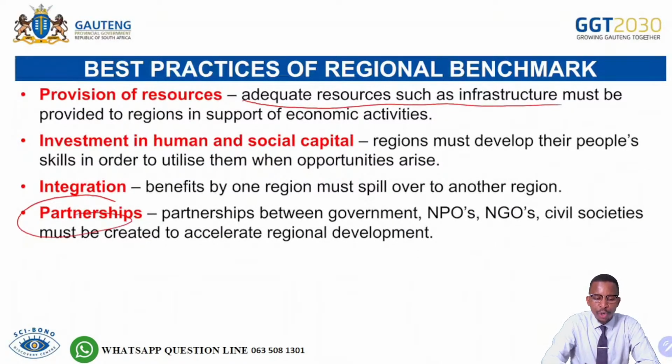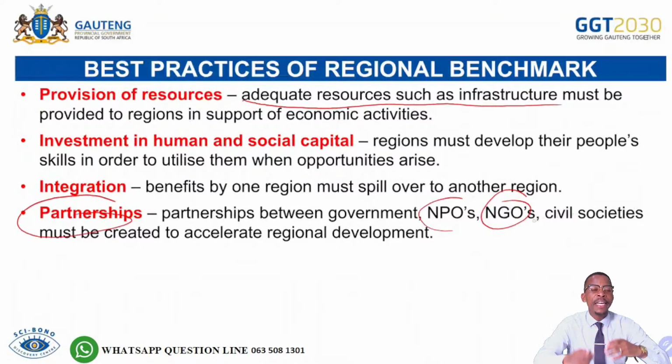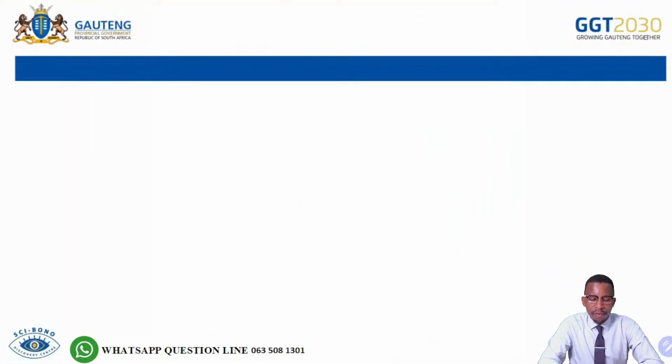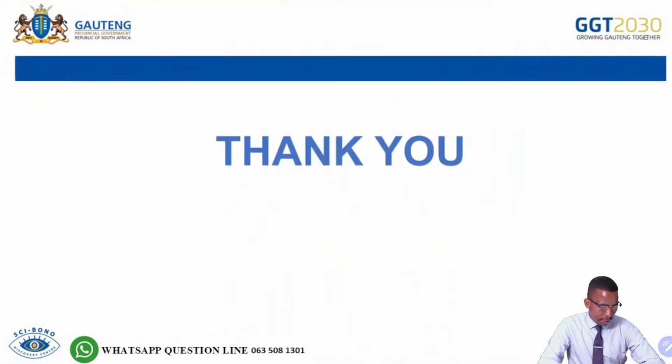Partnerships. In this situation, we mean a public-private partnership must be created between the government, NPOs, NGOs, and civil society so that there will be improvement of development within the region. If they work together in partnership, there will be accelerated growth and development in our regions.